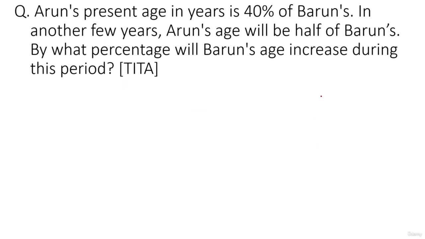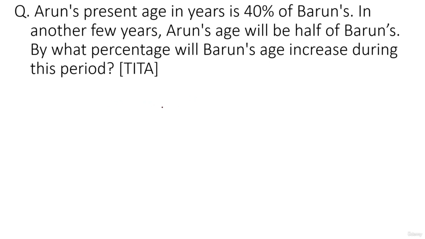So let's solve the question now. If you're doing it conventionally, without much brainstorming, directly and methodically writing out the values, observing, writing the percentage, and getting the answer, that's how we do it. So Arun's present age in years is 40% of Barun's.